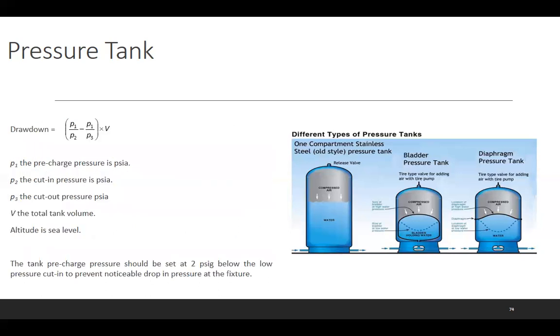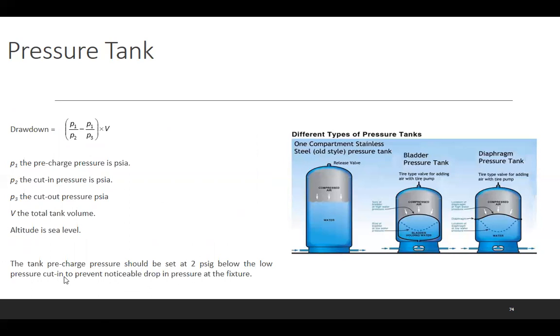Drawdown is equal to P1 minus P2 minus P1 over P3 times V. So P sub 1 is the pre-charge pressure in PSI. P2 is the cut-in pressure in PSI. And P3 is the cut-out pressure in PSIA, absolute. V is the total volume. Altitude is at sea level.